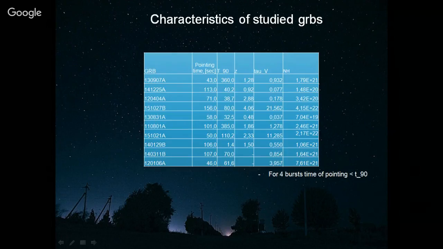Yellow dots. You can see yellow dots. You can see upper limits. Three upper limits, and four optical dots. So you can see that optical observations were made before the time of maximal energy release of the gamma ray burst. That is one of the rare cases.